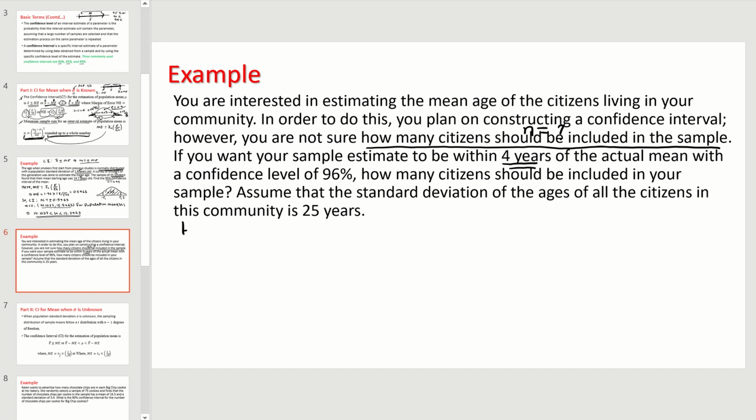So here the margin of error is equal to 4, with 96% confidence. So c, the confidence level, is 96%, 0.96. So we have to find how many citizens should be included. So what is your n in your sample? Assume that the standard deviation of age of all citizens in this community is 25. You can clearly see it is the standard deviation of all citizens, that is the population standard deviation, which is equal to 25 years.